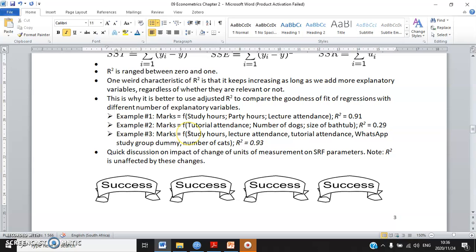But if we just use our theoretical thinking, marks explained by study hours, lecture attendance, tutorial attendance, whether you have a WhatsApp study group. So the first 4 explanatory variables make sense, but the last one is irrelevant, number of cats. Okay, but I think we better use adjusted R square to compare the goodness of fit of regressions with different number of explanatory variables.